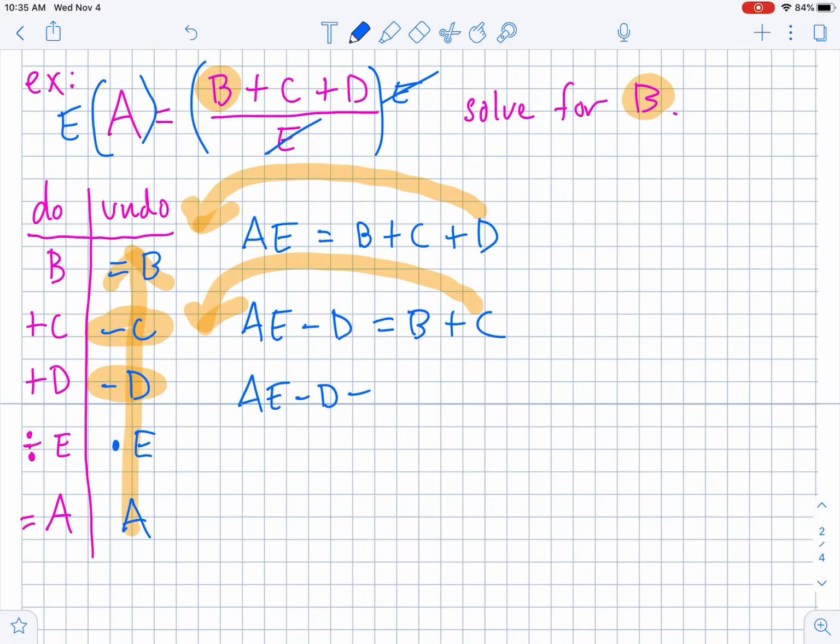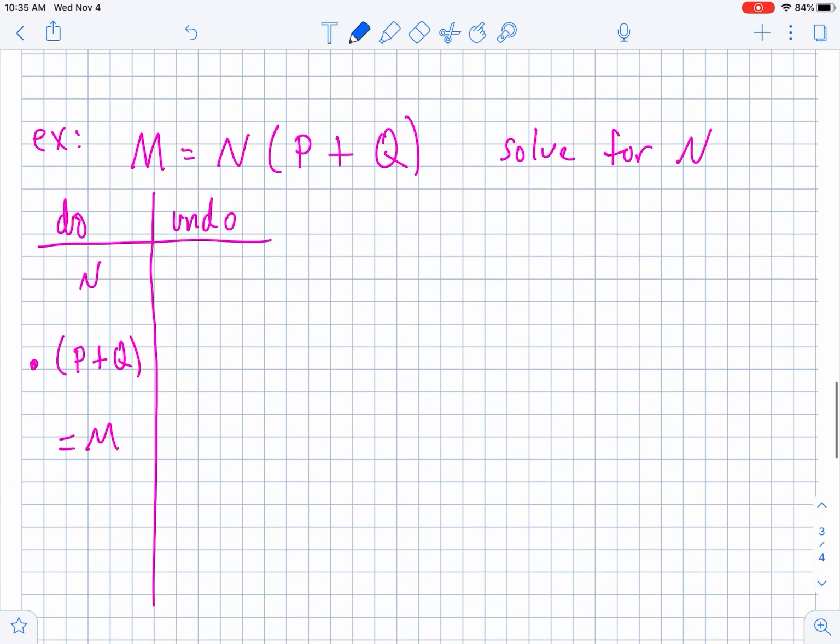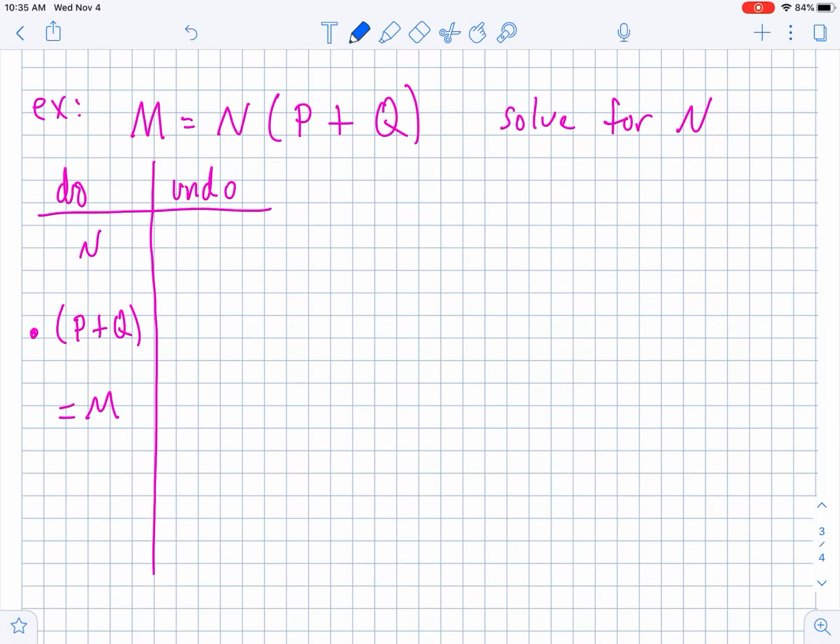Then I need to subtract C from both sides, so move that over, and it becomes opposite as well. So AE minus D minus C is equal to B. And then voila, B is by itself. Now, some people might be uncomfortable that the B is on the right-hand side, but it really doesn't matter. It's still on its own side of an equal sign. If it makes you more comfortable, you can rewrite it as this. This is the exact same thing. You can always flip it around. That's not breaking any math rules.